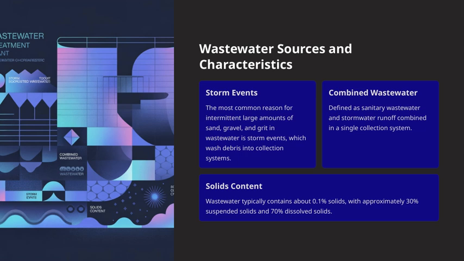Another key point is combined wastewater. This refers to a system where both sanitary wastewater, think of household or industrial waste, and stormwater runoff are collected together in a single pipe network. During heavy rains, this can lead to large volumes of water entering the treatment system all at once, which can challenge the system's capacity.